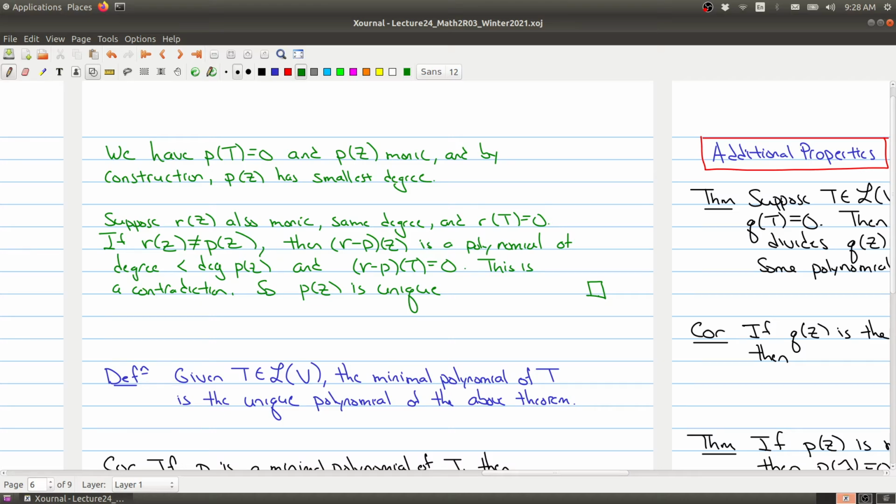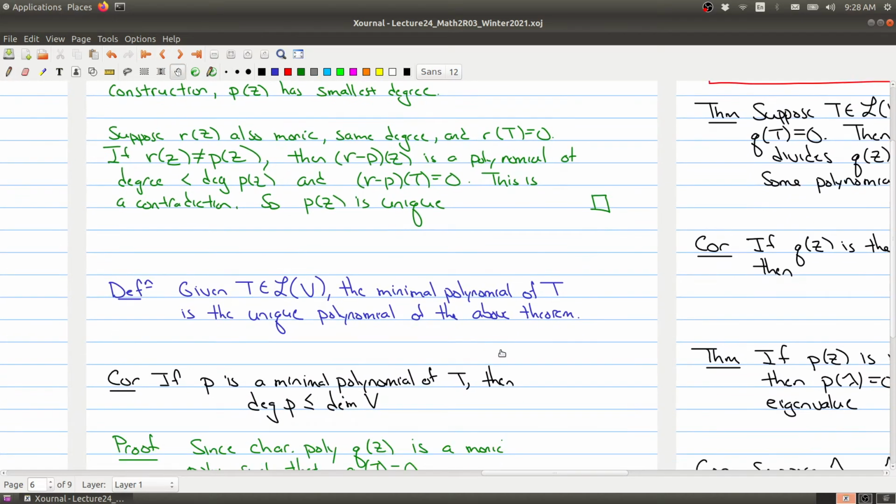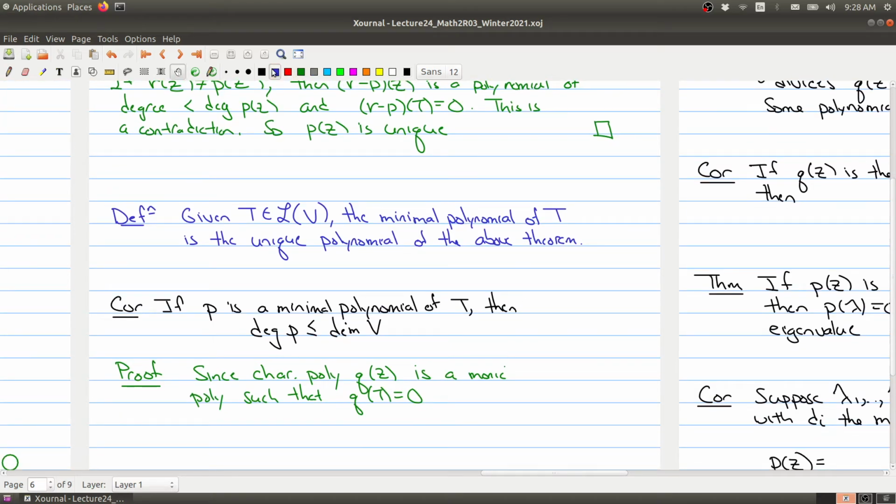Because you have a unique polynomial, you can give it a name, and we call this the minimal polynomial. So given a linear operator, the minimal polynomial of the operator is the unique polynomial that exists by the previous theorem. And here's an amazing result: the minimal polynomial of T has degree less than or equal to the dimension of V.